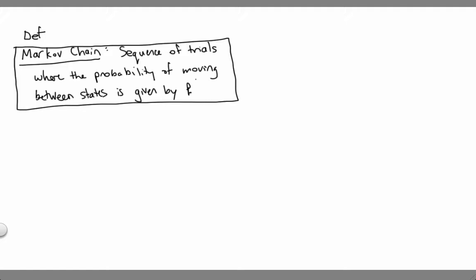So let's make this just a little bit more concrete. When we say trials, that's sort of a generic term that would apply to a variety of different examples. But in the example we just did, each trial was a shampoo purchase. So if you prefer just to think in terms of that clean hair shampoo example, you could say it's a sequence of shampoo purchases where the probability of moving between states is given by P.